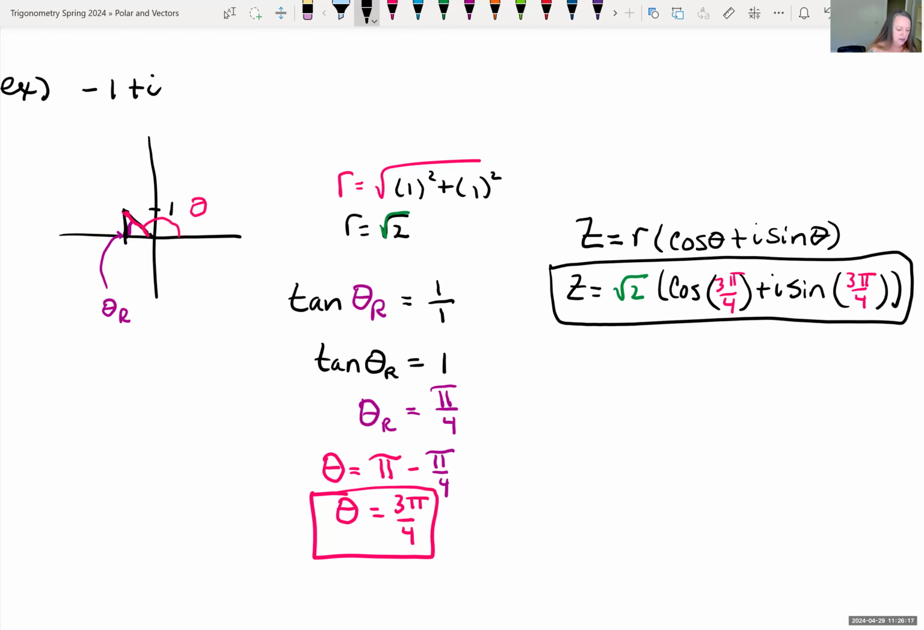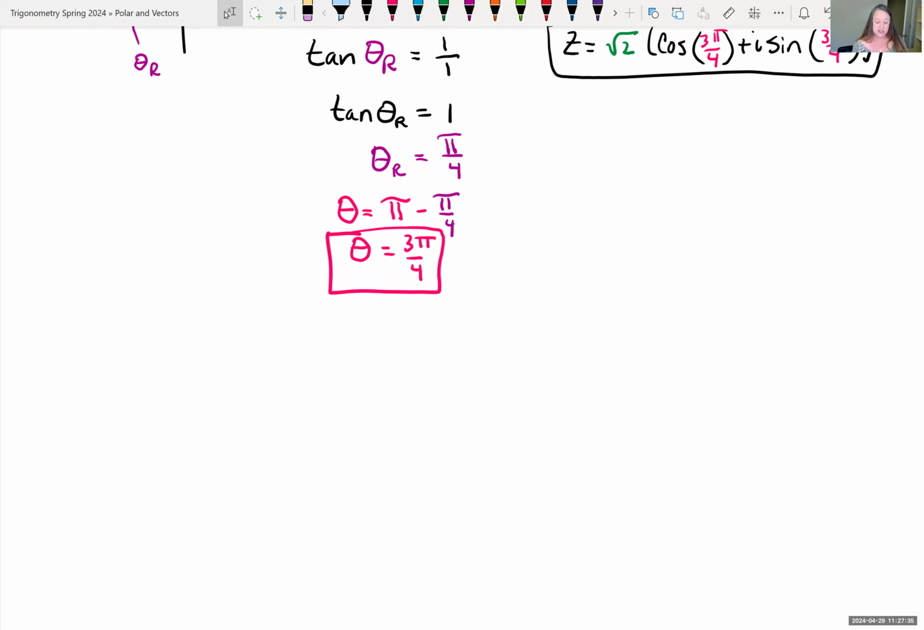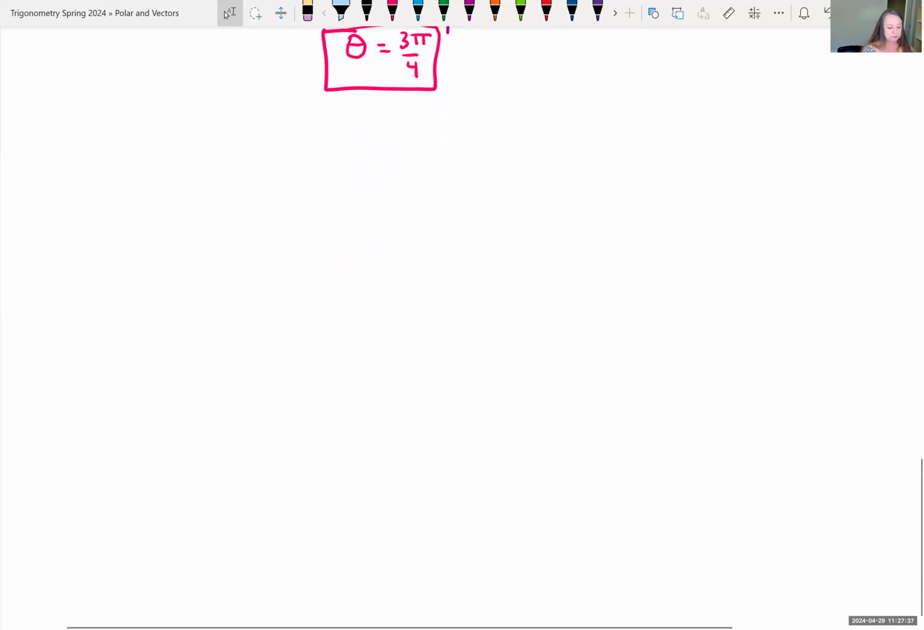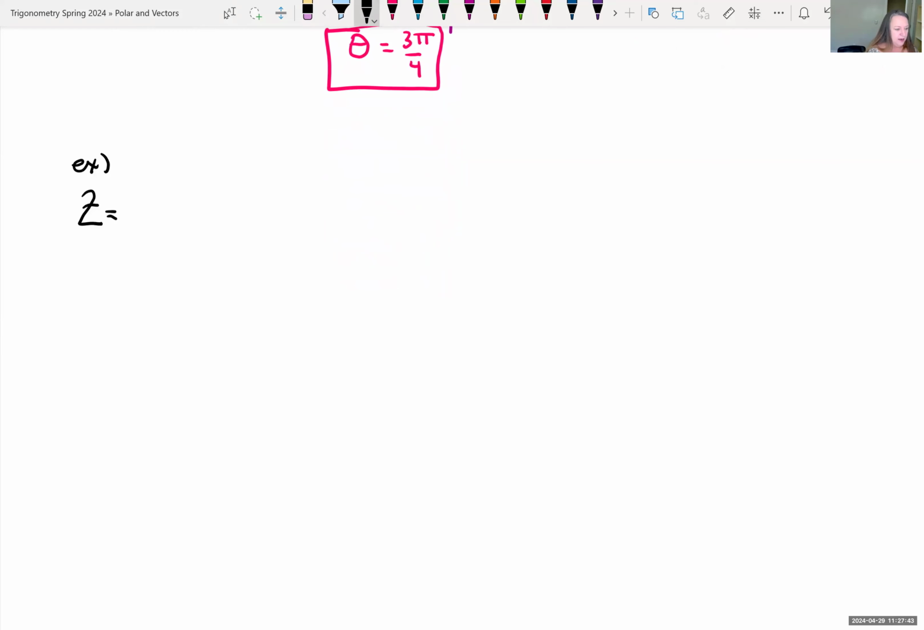So we took our complex number in rectangular form and rewrote it in terms of polar form. Going in the opposite direction, we're given a complex number in polar form. So let's say we're given 3 cosine of 7 pi over 6 plus i sine of 7 pi over 6. Pretty much we're just evaluating these.